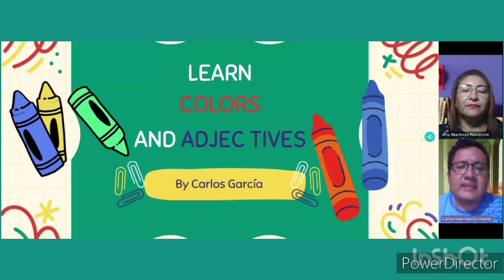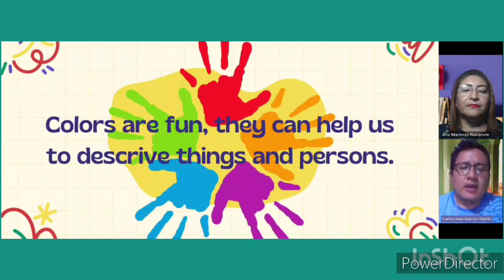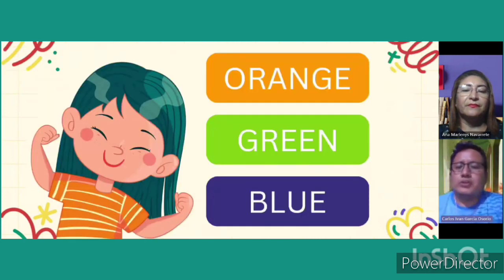The second slide is designed to give a little bit more information. For example, the teacher can say colors are fun. They can help us to describe things and persons. In this slide, the teacher can give some examples about adjectives or about colors. For example, the teacher can talk about his or her clothes and something like that.